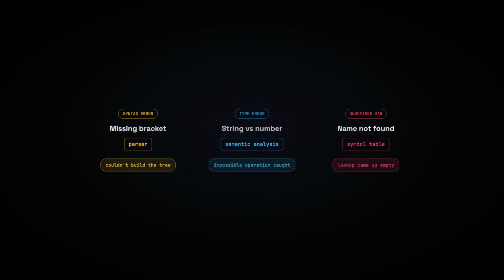So the next time a compiler throws an error at you, you now know exactly which stage caught it. Red squiggly line, missing bracket, that's the parser failing to build a tree. Type mismatch, that's semantic analysis catching an impossible operation. Undefined variable, that's a symbol table lookup coming up empty. You're not just getting an error anymore. You're getting a pointer to exactly where, in a 6-stage pipeline, your program stopped making sense.